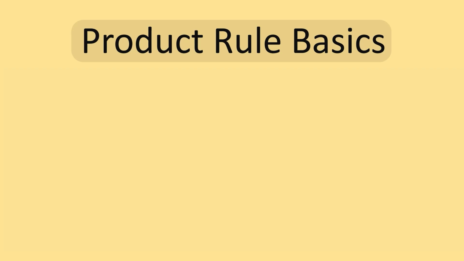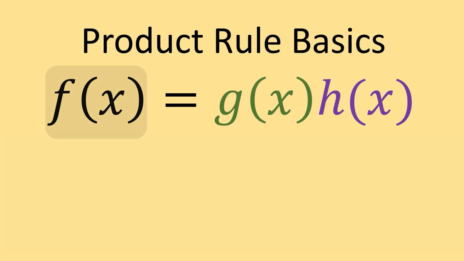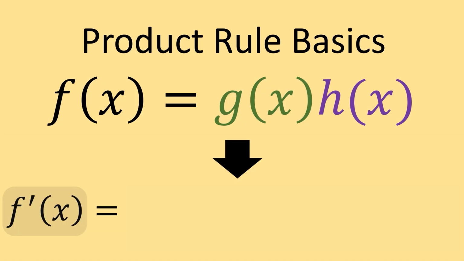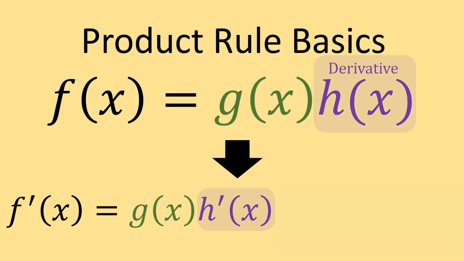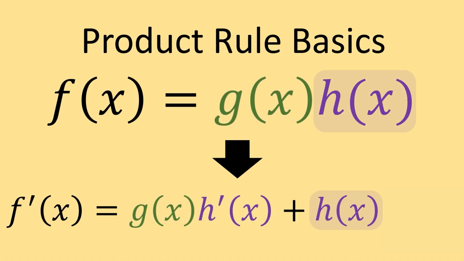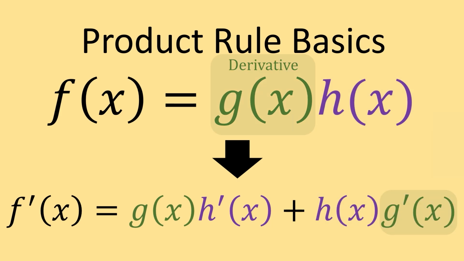And you use the product rule when you can rewrite your function as the product of two functions. In other words, our function f of x here, we can rewrite as g of x times h of x. And when we want to take the derivative of f of x, it's just going to be equal to the first function g of x times the derivative of the second function, so h prime of x, plus the second function h of x times the derivative of the first function, which will be g prime of x.